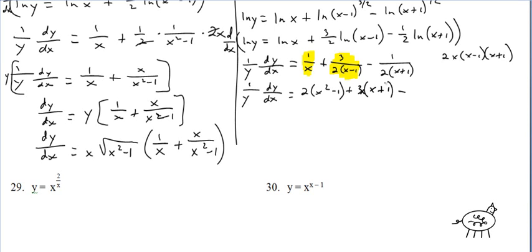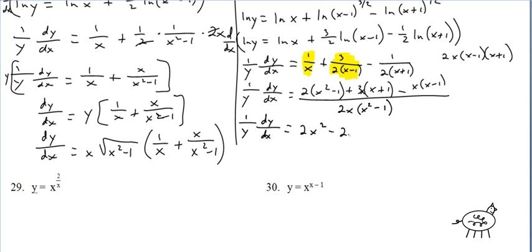And then what do I need for the next one? I have 2x plus 1, so I need to multiply it by x times x minus 1, so minus x times x minus 1. And that whole thing is over 2x, and then we'll just put this together, x squared minus 1. Okay, and I keep going here. It's a little evil and nasty. If I multiply that out, I get 2x squared minus 2 plus 3x squared plus 3x minus x squared plus x all over 2x, x squared minus 1.